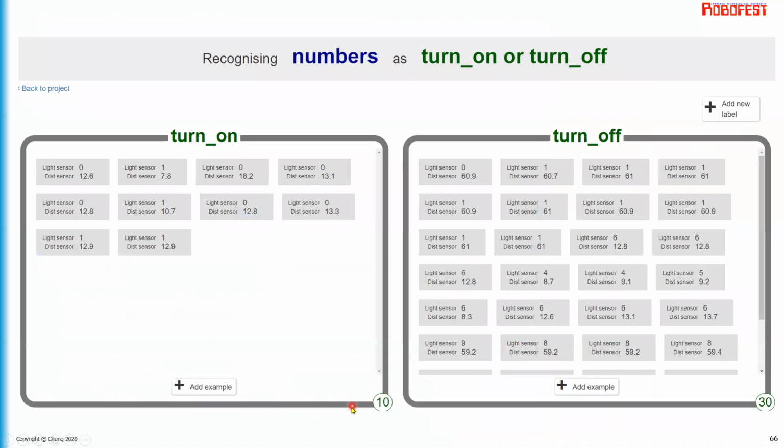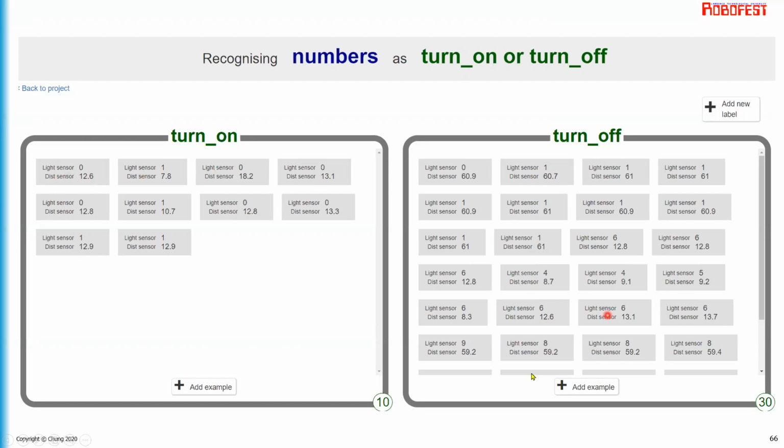In this case, it's slightly different. We have only 2 groups, turn on and turn off, but for each pair, we collect light sensor data as well as distance sensor data. Light, distance, light, distance. As you can see, light sensor 0 means completely dark, and the distance sensor is detecting something close. Then the action is turn on.